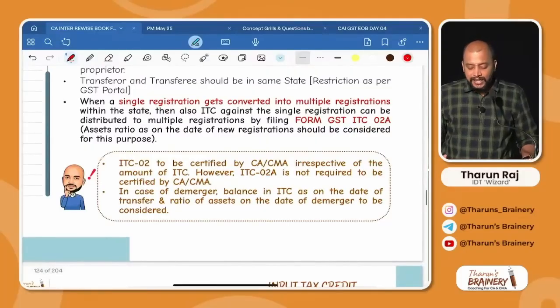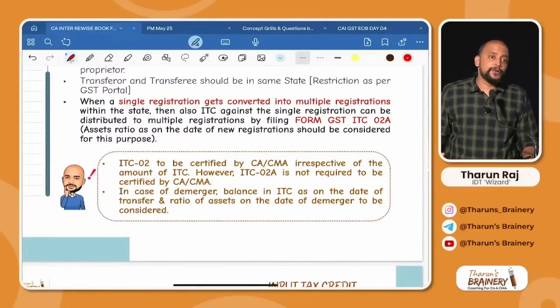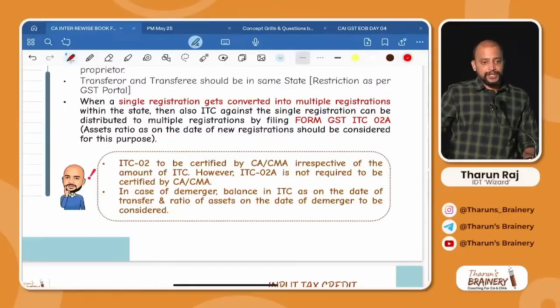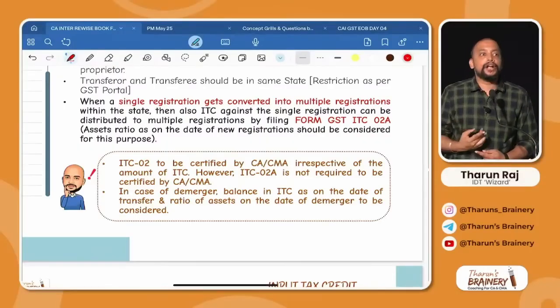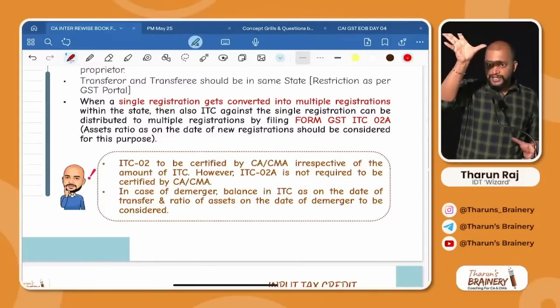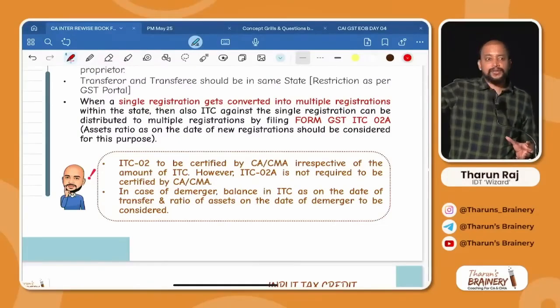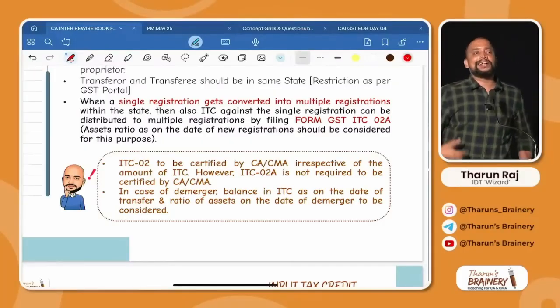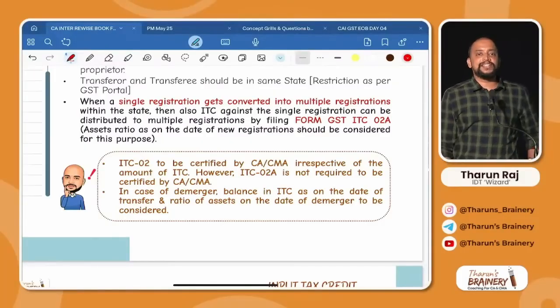When a single registration gets converted into multiple registrations. Listen, I have, say, one registration in Tamil Nadu for 4 places of business, and now I want to go for separate registrations. So far one registration in Tamil Nadu, now it will be 4 registrations. What will happen? From that single registration, the ITC will be transferred to 4 registrations. In what ratio? Read that and tell me. In what ratio will the ITC be transferred?